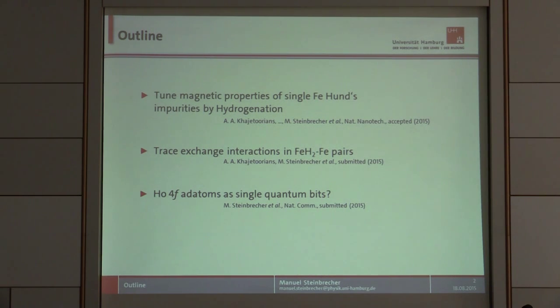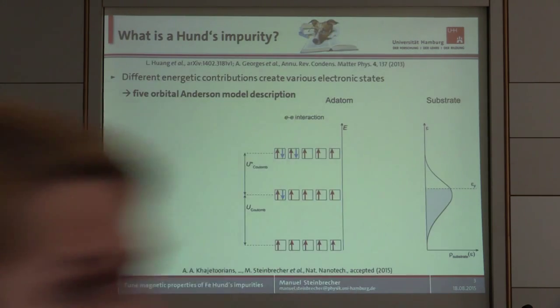So the outline of my talk will be these three major topics, where the first two belong together. I would like to show you how we can tune magnetic properties of single iron Hund's impurities by hydrogenation, and then use these species to trace exchange interactions, like it was already shown a little bit by Professor Wiesendanger. And in the end, I will also address the question if maybe 4f atoms are a nice quantum bit. So let's start with the first part.